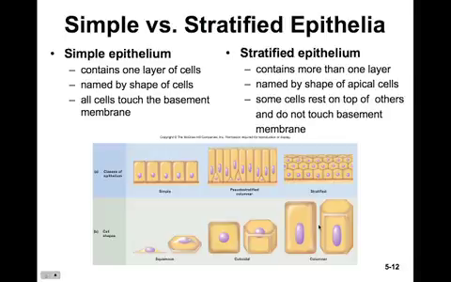Then there's stratified epithelium. Stratified epithelium contains more than one layer, hence the name stratified. They're named by the shape of the apical cell. So in this case, we've got stratified, but they look squamous to me on the top. Even though the ones on the bottom are cuboidal, we're going to call this stratified squamous epithelium because the apical layer, or the top surface, is squamous cell-shaped. Some cells rest on top of others and don't touch the basement membrane.